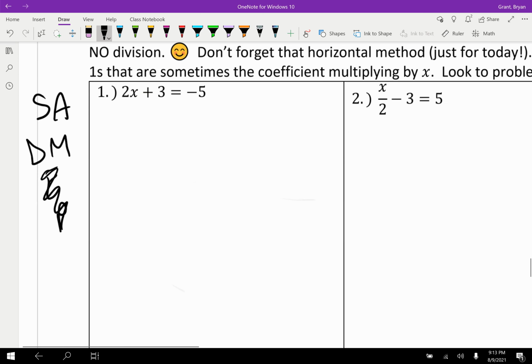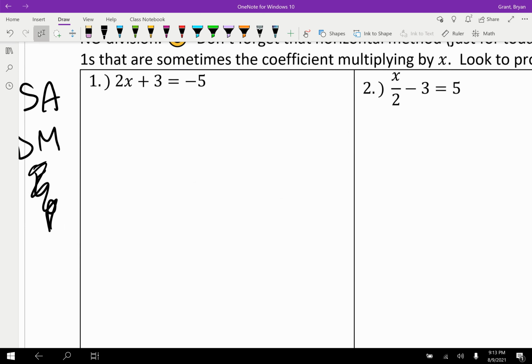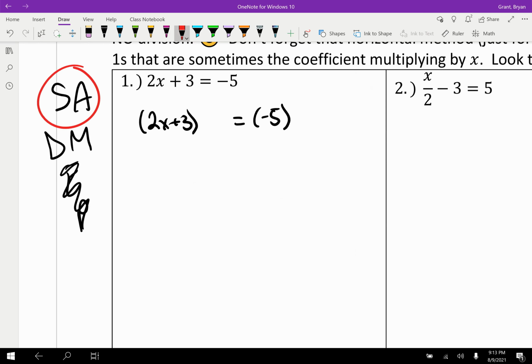All right. You're back, which means you're ready to check your work. If any of these were super easy for you, please feel free to skim through to the end. I'm going to go ahead and show how I would do this. 2x plus 3, leaving a space, equals negative 5. We want to undo the addition and subtraction first.